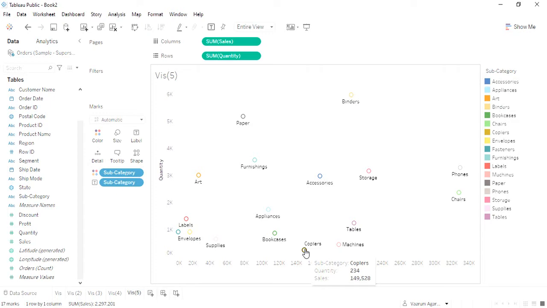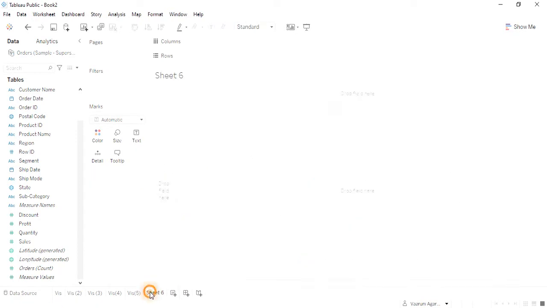Now all these insights can be drawn very easily. The least sales we got is from the fasteners, around $3,000, although a good quantity of the fasteners were sold. So this is the kind of data we get through the scatter plot, right? Now let us move on to our next plot. This was all about the scatter plot.